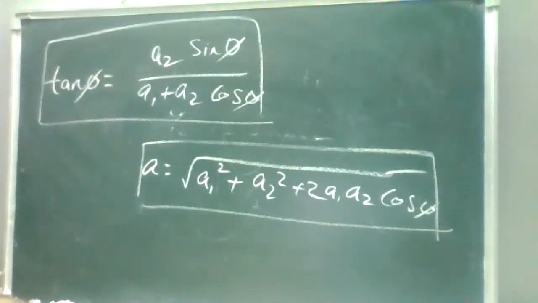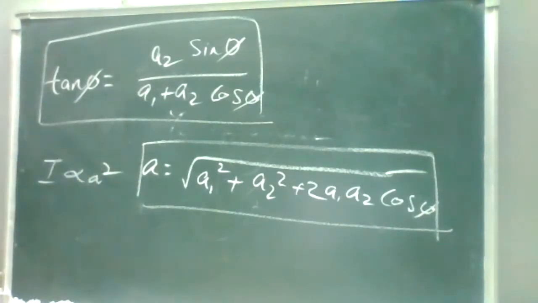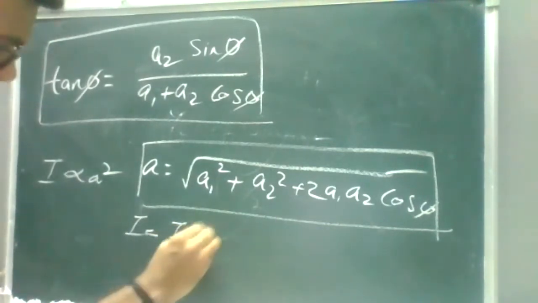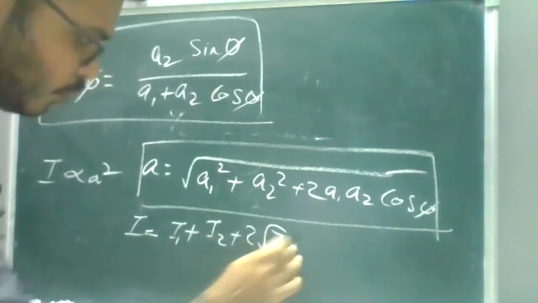Now, when discussing amplitude, we have discussed intensity. Intensity is proportional to amplitude square. So now I am going to convert this relation in terms of intensities. Intensity I is equal to I1 plus I2 plus 2 root I1 root I2 cos phi.